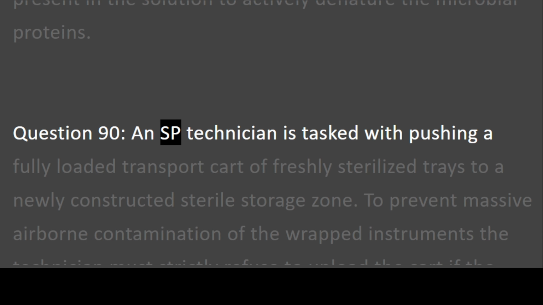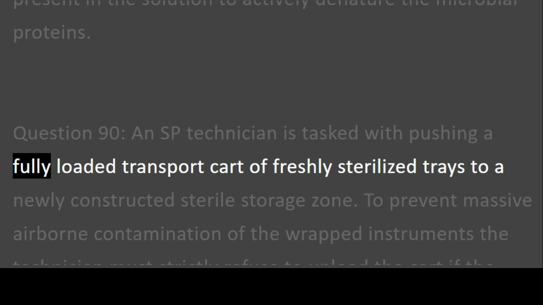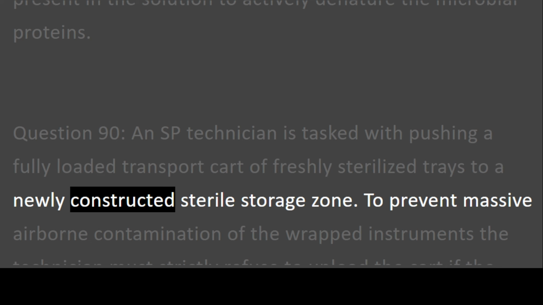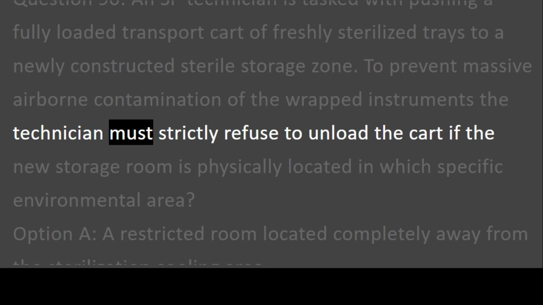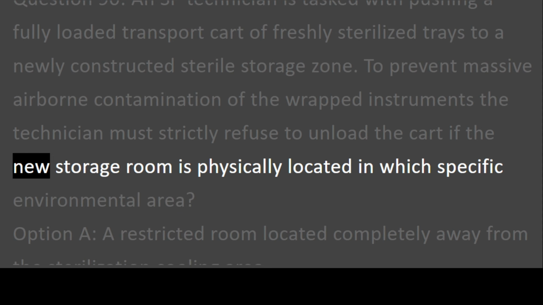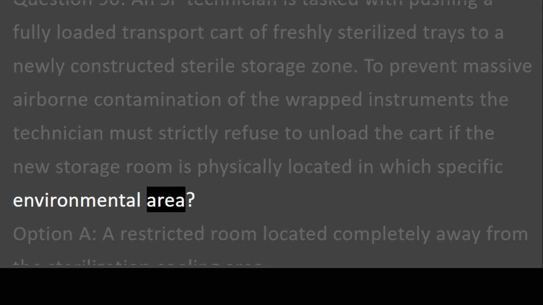Question 90. An SP technician is tasked with pushing a fully loaded transport cart of freshly sterilized trays to a newly constructed sterile storage zone. To prevent massive airborne contamination of the wrapped instruments, the technician must strictly refuse to unload the cart if the new storage room is physically located in which specific environmental area?